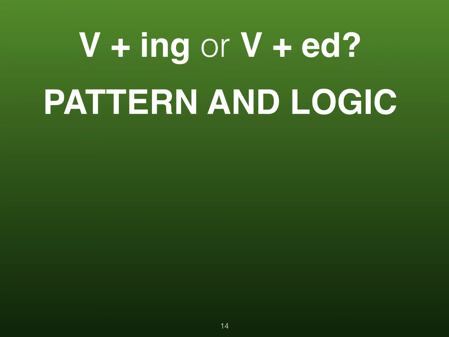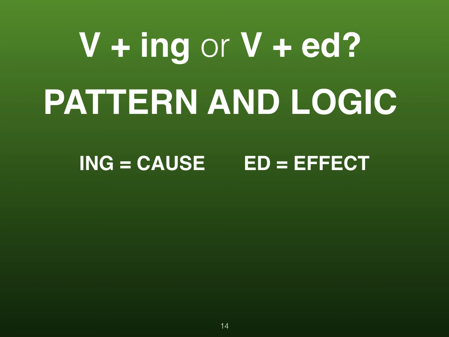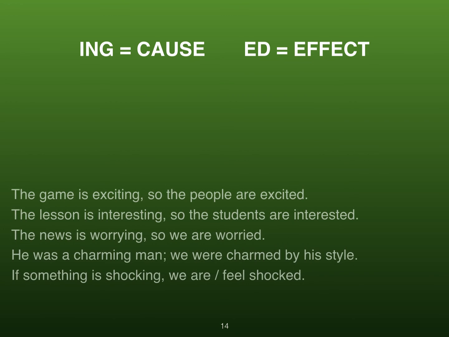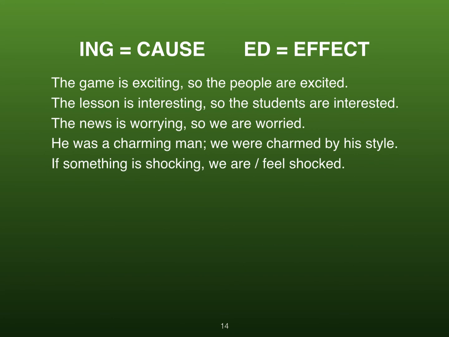So, here are the two endings, ing and ed, and some examples to clearly contrast their use. In every case shown, we can see that the cause is described by an ing adjective. The effect, usually people's thinking or reaction, is an ed adjective. One way to remember this is to think of ed as being equal to the e of effect.